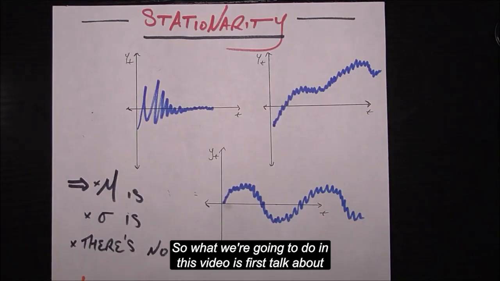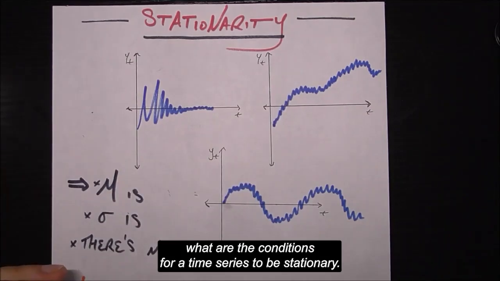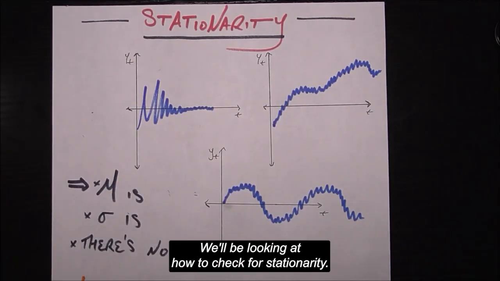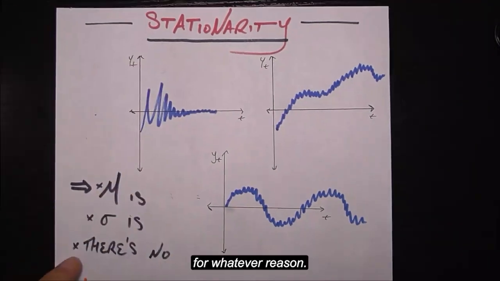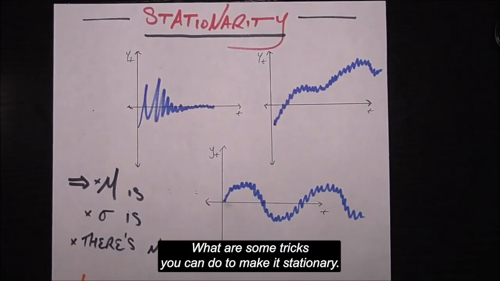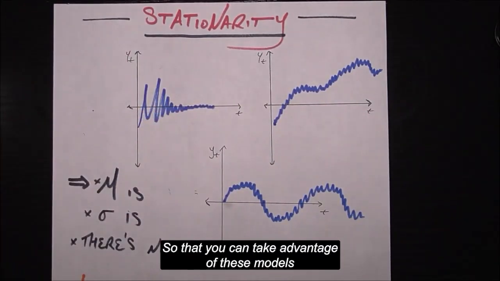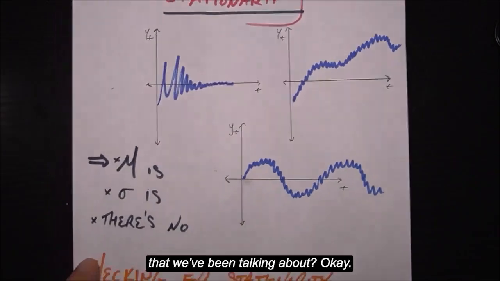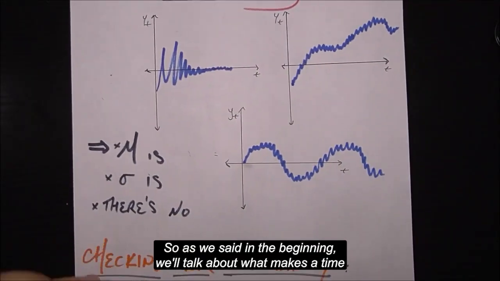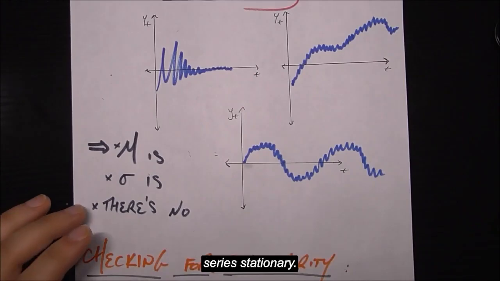So what we're going to do in this video is first talk about what the conditions are for a time series to be stationary. We'll be looking at how to check for stationarity. And then lastly, we'll look at, if a time series is not stationary for whatever reason, what are some tricks you can use to make it stationary so that you can take advantage of these models that we've been talking about.